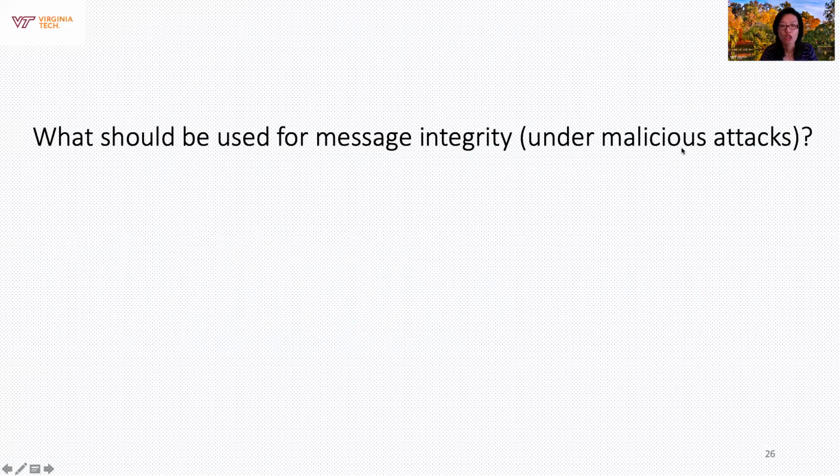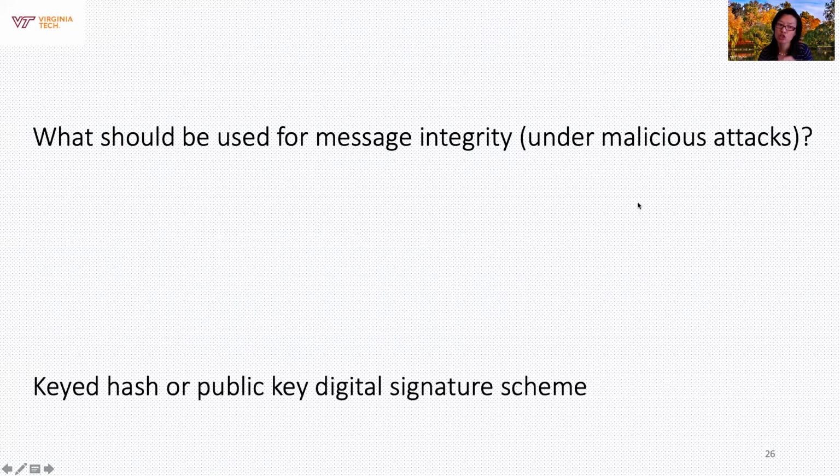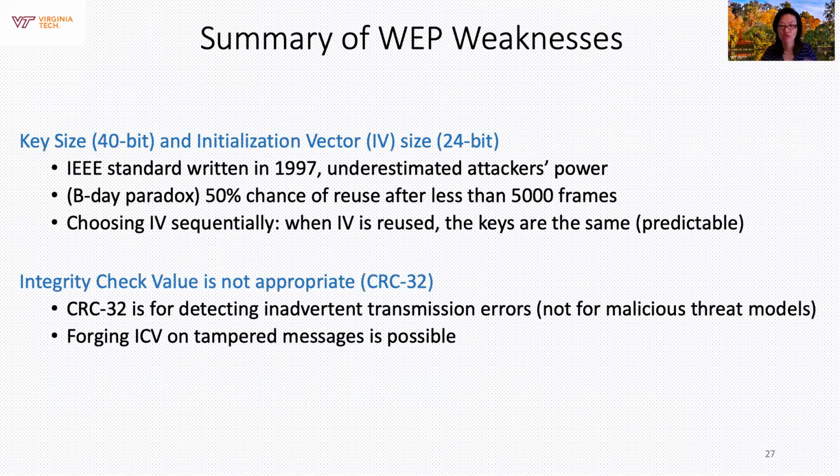Right, so what should you use for message integrity? Not CRC. You should use a keyed hash, assuming both parties have shared a key, or a digital signature scheme. And in the Wi-Fi scenario, most of the time it's a keyed hash. It's fast and easier to set up, because once you have shared keys between you and the access point, you'll be able to do this.